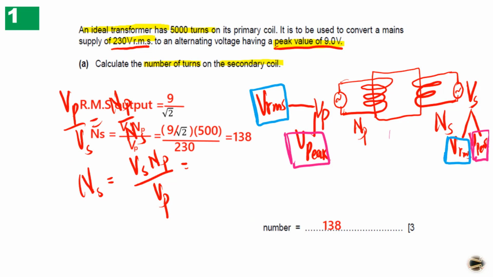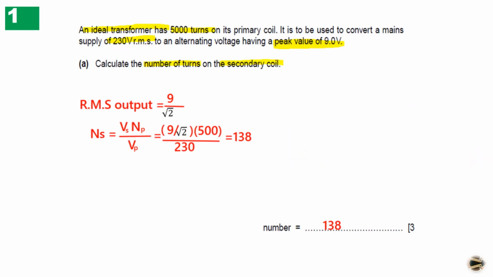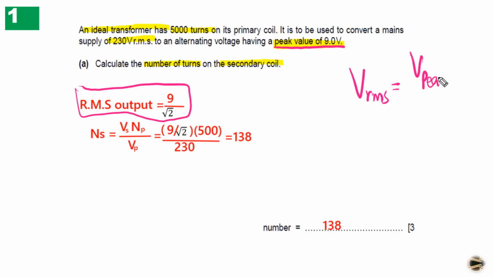Here I have calculated for you. You can see, first of all, in this question, I have converted the peak value of the secondary voltage into an RMS value, which means I just divided the peak value. If you are not clear about this concept, this is from the alternating current chapter. It simply means the peak value V peak you have to divide by root 2, and then we just plug in values. So our final answer for this part is 138 turns on the secondary coil.